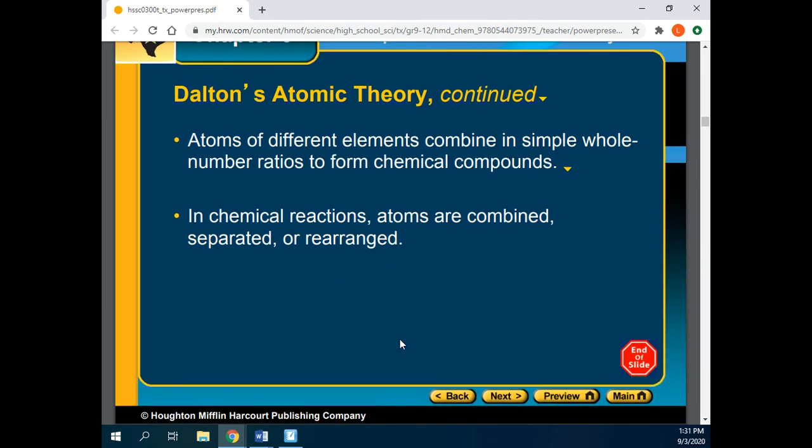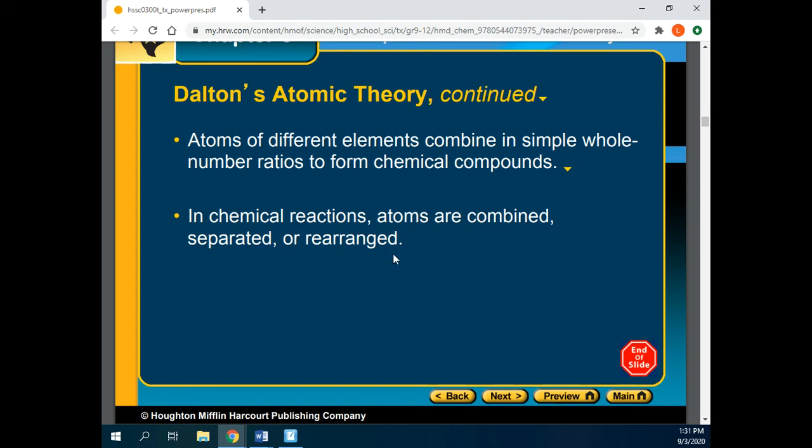And these are the last 2 points to his theory. Atoms of different elements combine in simple whole number ratios to form compounds, and they combine, separate, or rearrange. Okay, so 5 points total. You will need to have Dalton's atomic theory in your notes.